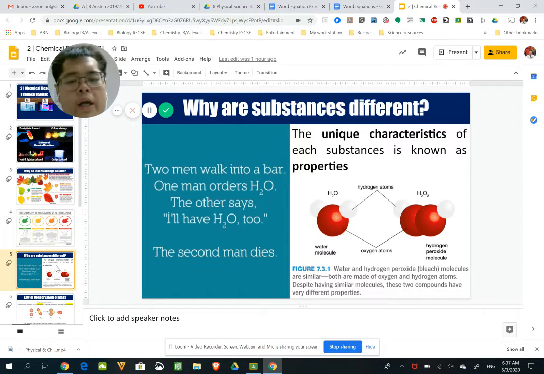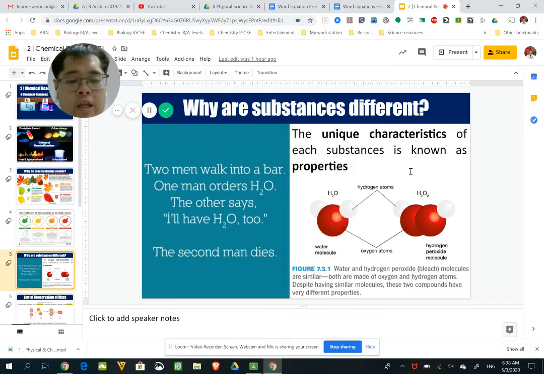Okay, why are substances different from one another? As we all know, all substances are not made the same, right? So they are different because they have unique characteristics, and these unique characteristics are known as your properties. So if you look at these two diagrams over here, you'll notice that H2O, a water molecule, is very different from a hydrogen peroxide molecule, H2O2. If you look at the formula very carefully, there is an additional hydrogen.